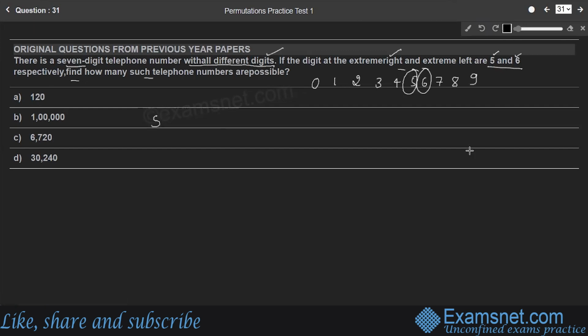Here 5 is taken at the extreme right and 6 is taken at the extreme left, right? In between 5 and 6, how many numbers are there? There are 5 numbers, because the telephone number is a 7-digit number. The numbers A, B, C, D, and E. There are 5 numbers in between 5 and 6, right?